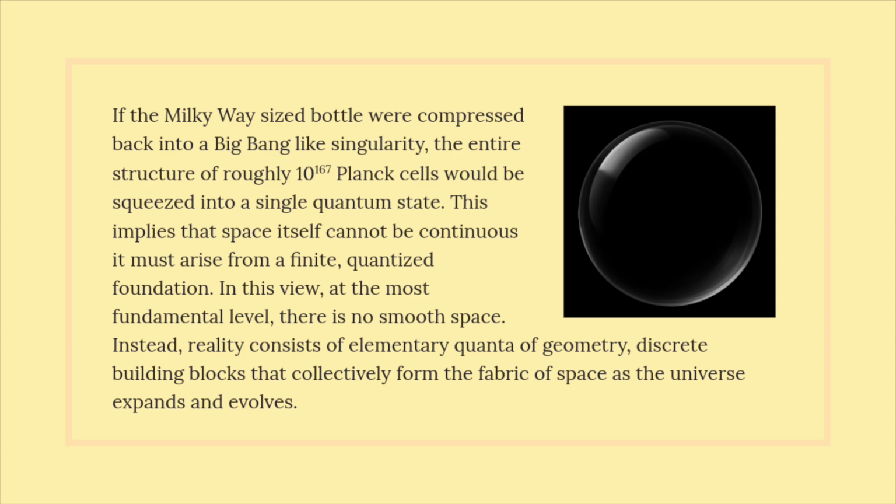If the Milky Way-sized bottle were compressed back into a Big Bang-like singularity, the entire structure of roughly 10 to the 167 Planck cells would be squeezed into a single quantum state. This implies that space itself cannot be continuous, it must arise from a finite, quantized foundation. In this view, at the most fundamental level, there is no smooth space. Instead, reality consists of elementary quanta of geometry, discrete building blocks that collectively form the fabric of space as the universe expands and evolves.